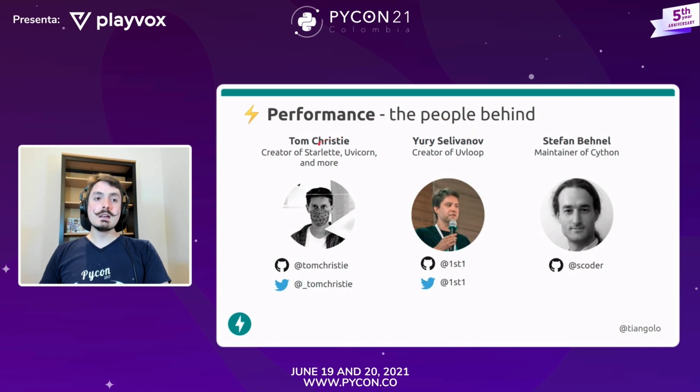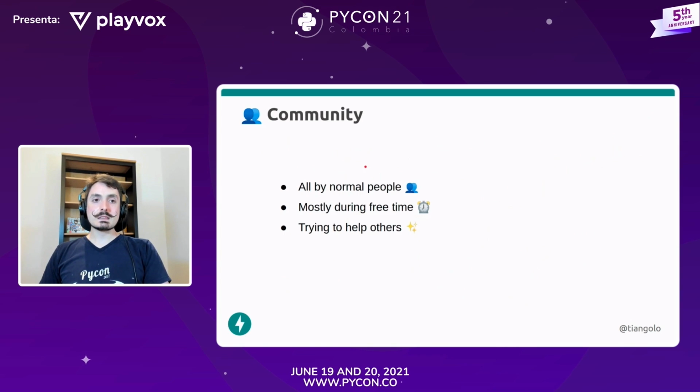Now, some of the people behind this: Tom Christie, again, the creator of Starlette and Uvicorn. Yury Selivanov, the creator of uvloop. He's also responsible for us being able to have async and await as keywords in Python. So he's a core developer building a lot of stuff inside of Python itself. Stefan Behnel, maintainer of Cython, I'm probably pronouncing it incorrectly. He's the maintainer of Cython, which gives us all this extra performance. And you can see, it's just one guy doing a bunch of things, like Tom Christie, doing a lot of things for a lot of us to benefit from.